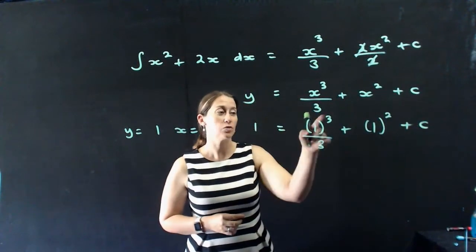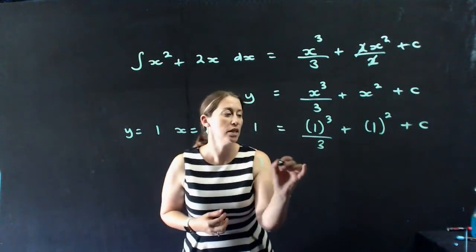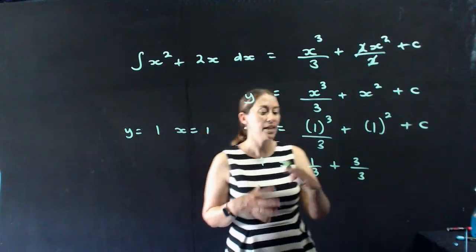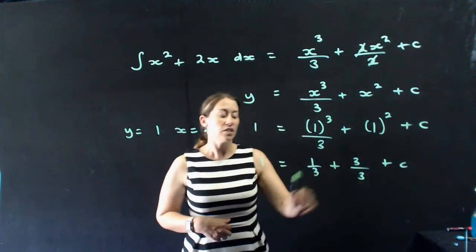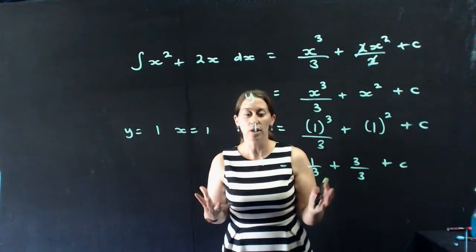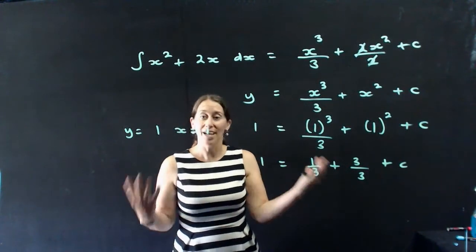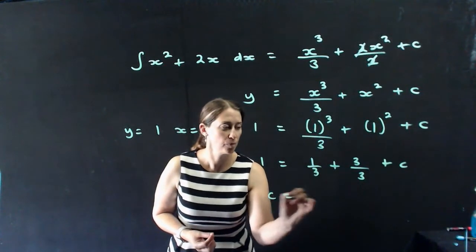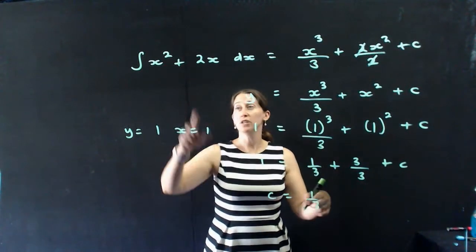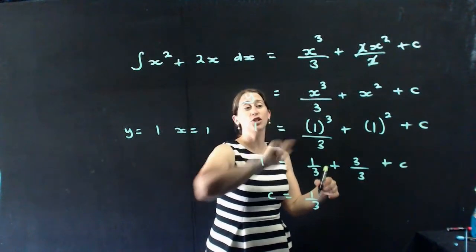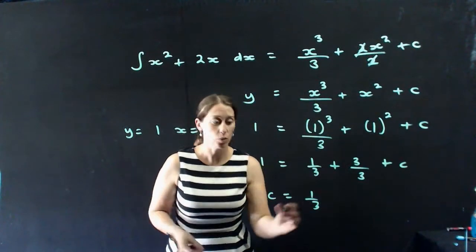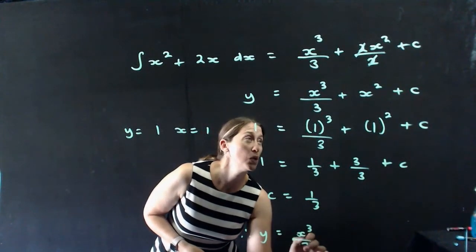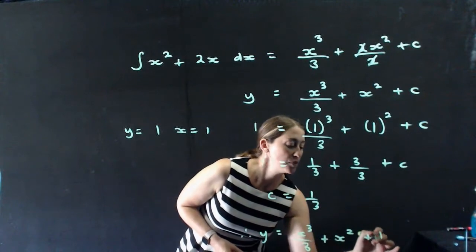So let's work that out. That's 1 cubed, which is 1/3, so I've got 1 equals 1/3, plus 1 whole, I'm always just going to write that as 3 over 3, so I can add that up, plus the value of c. So this here gives me 4 over 3, but I'm going to subtract that. I end up getting c equals 1/3. And now I can rewrite the function as y equals x cubed over 3 plus x squared plus 1/3.